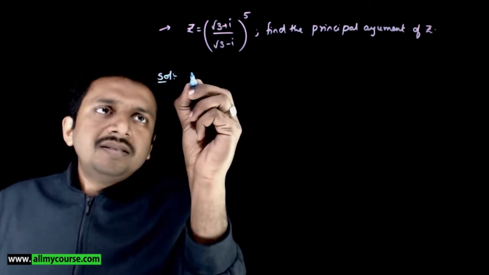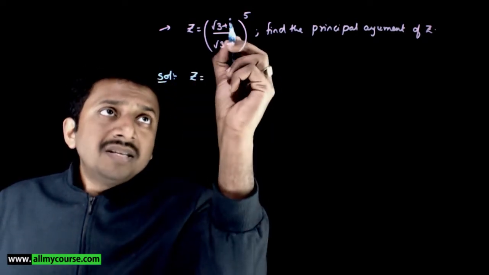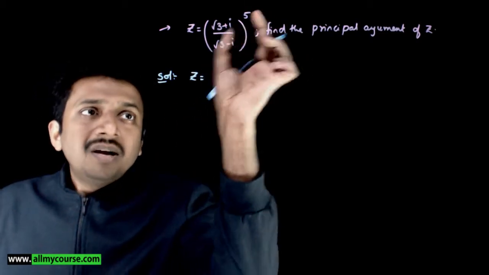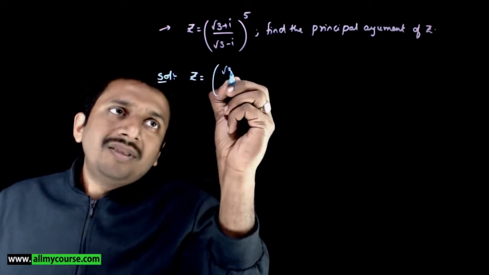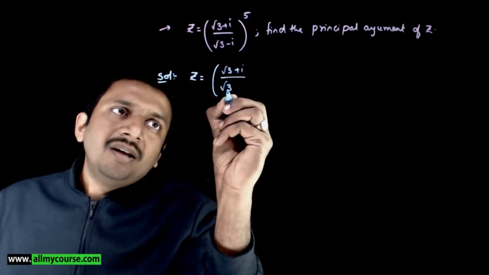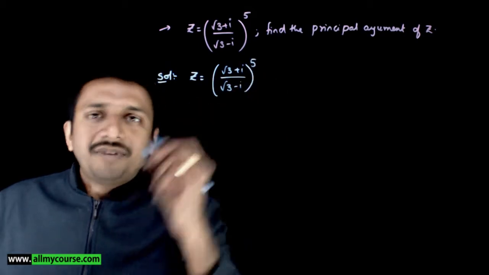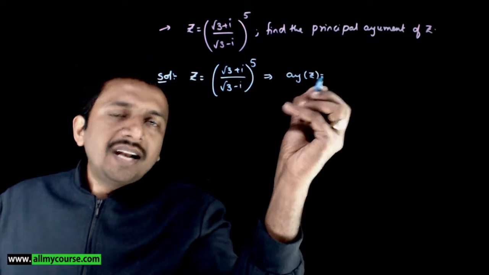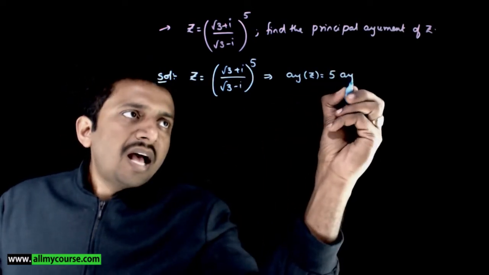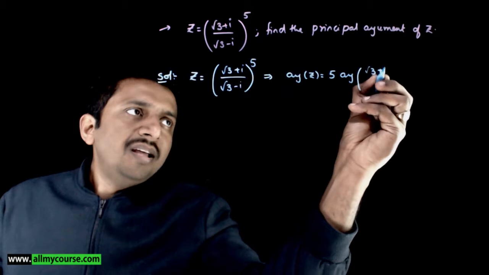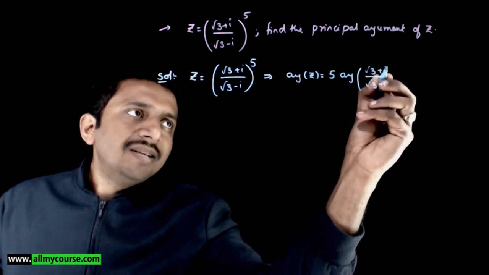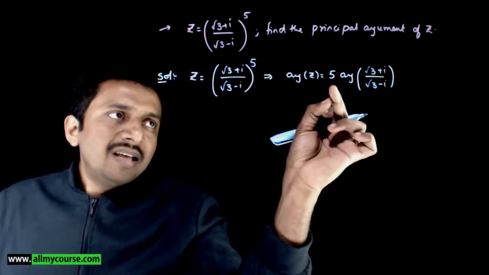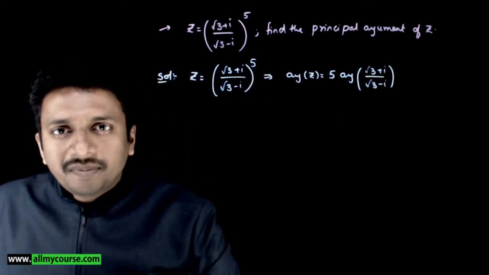So first, z is of the form some complex number power 5, root 3 plus i by root 3 minus i power 5. So this implies argument of z, can I write it as 5 times argument of root 3 plus i by root 3 minus i. This is the first thing that I can write, because argument of z power n is n times argument of z.